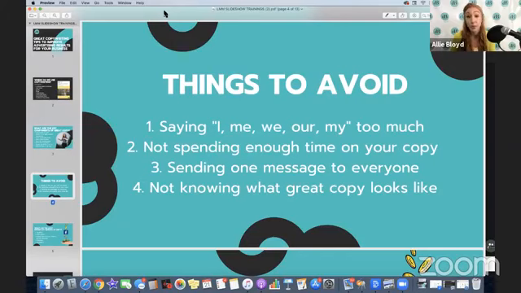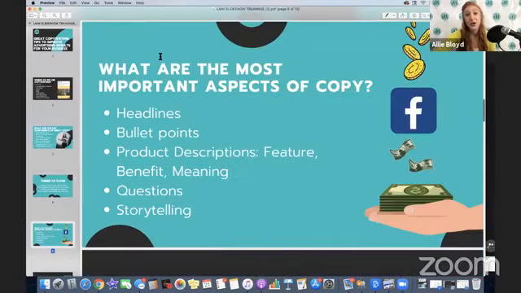What you do need to be able to do is identify successful copy and model it to fit your business. You do not have to reinvent the wheel, but you do need to be aware that the wheel exists and that there is a template for it out there and you need to find a way to use it yourself. So what are the most important aspects of copy?